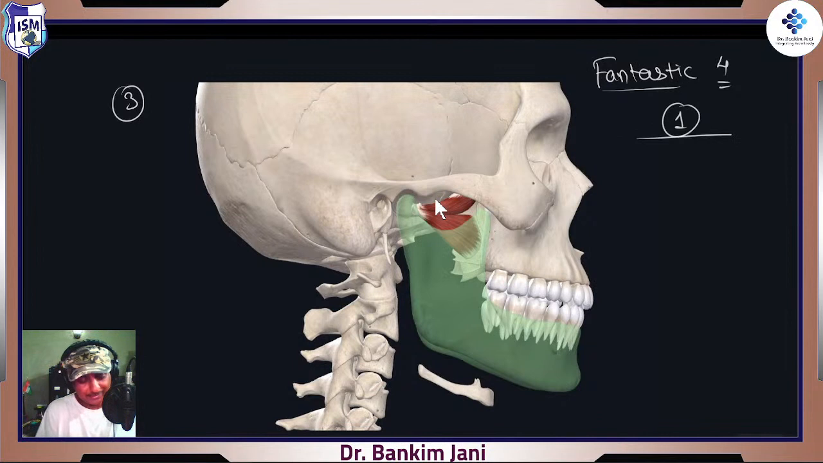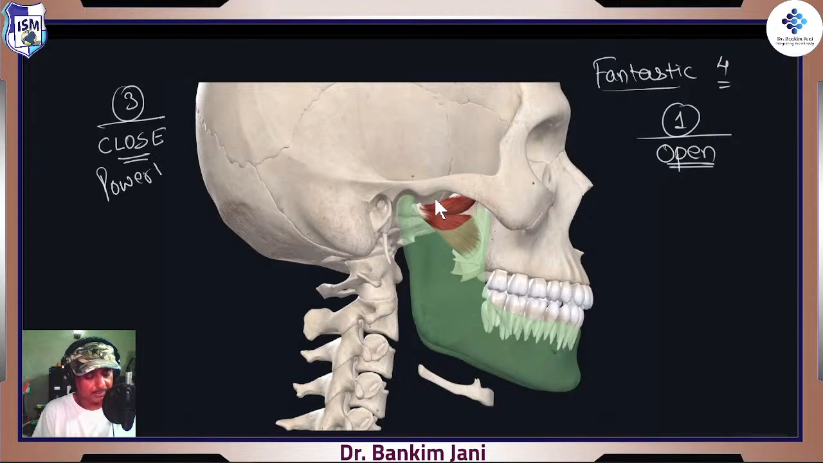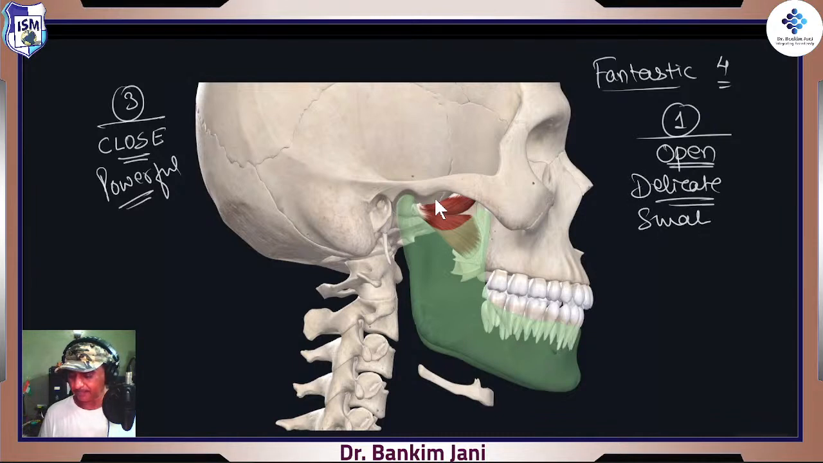So this is to close the mouth, and this is to open the mouth. See, 3 muscles closing the mouth, so obviously they'll be powerful, right? They are powerful. And this one is just to open, right? It is a bit delicate. Small muscle. But it is a very shy muscle, right? So not easy to see. So let's start with that.